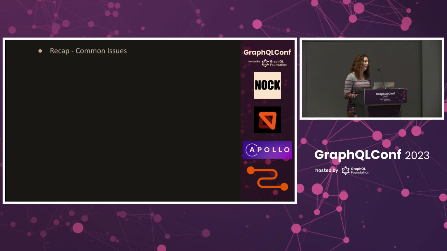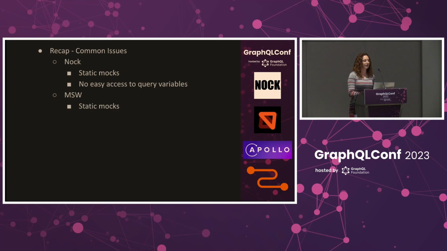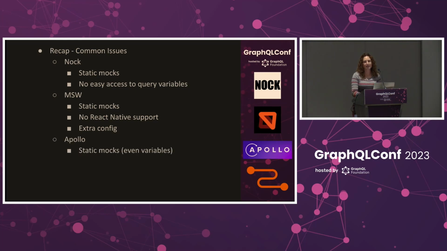All right, let's recap a little bit. So what are some of the issues we came across? With Nock, we have static mocks and not easy access to your query variables. Mock service worker, static mocks, no React Native support, and just some extra config involved. Apollo, again, static mocks, even more brittle because you have to match the variables as well. Relay does give you dynamic mocks, but they only return strings, and you have to mock your operations in order.